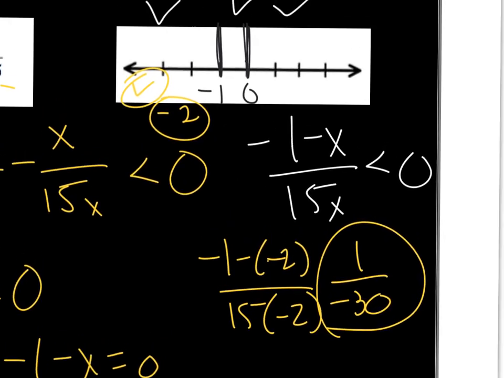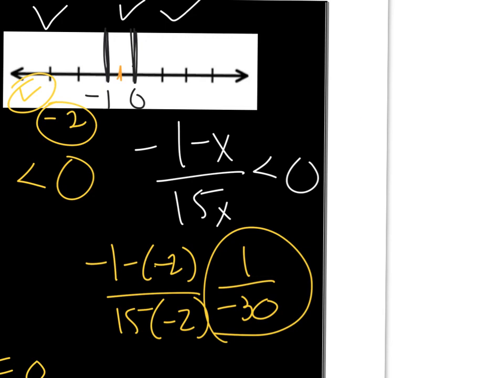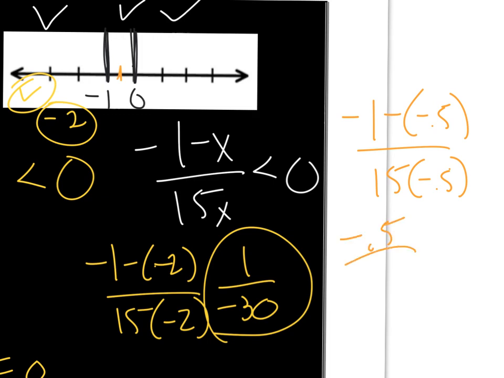Okay? So now I'm going to take my next piece, which is going to be in here. I'll take negative 0.5. So I'll go negative 1 minus negative 0.5 over 15 times negative 0.5. And again, I don't care about what the actual number is. I care about is it positive or negative, because that's what I'm trying to figure out. So top is going to be negative 1 minus a negative 0.5, which is a negative 0.5. 15 times negative 0.5 would be negative 7.5. So that cancels, that cancels. This is actually going to be positive, so that one doesn't work. So that's a no.